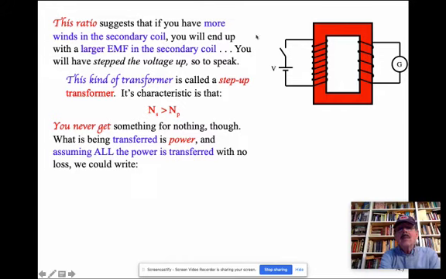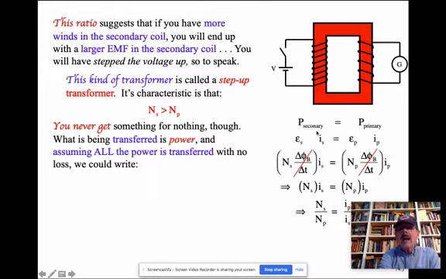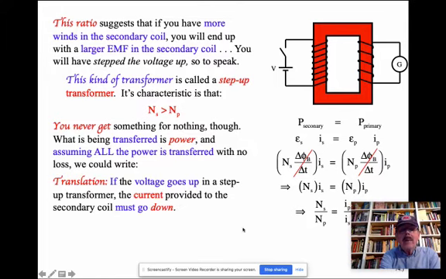Now, what about current? What's really being transferred is power. You're transferring power from here to here. If you write out the power relationship, this is essentially V times I. The EMF is equal to this. You do the math, and you come up with a relationship that says the number of turns in the secondary to primary is equal to the current in the primary to secondary. They're inversely related. So the bottom line is if the voltage goes up in a step-up transformer, the current is going to go down.